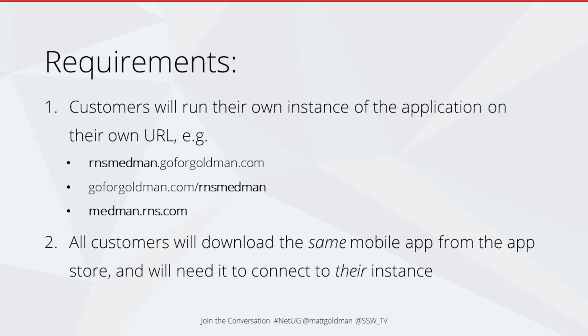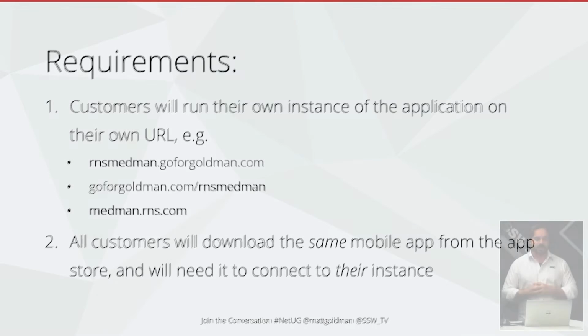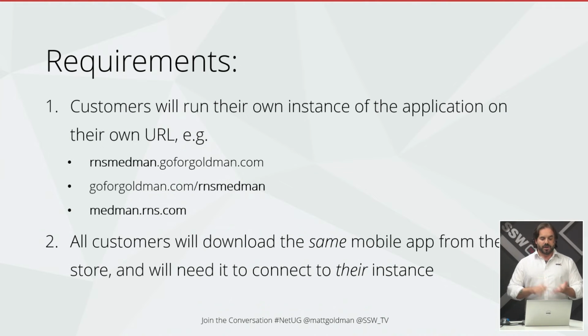So the requirements are customers will run their own instance of the application on their own URL. It may be that they host it, maybe that we host it, maybe that a hosting provider hosts it. We don't know. We just give them the application. And that URL might be RNS Medman, so Royal North Shore Medman.goforgoldman.com, Go for Goldman being the hosting company in this instance, goforgoldman.com/RNS Medman, or even RNS might host it themselves, medman.rns.com. We don't know at this stage. We need to be able to handle any one of those scenarios.